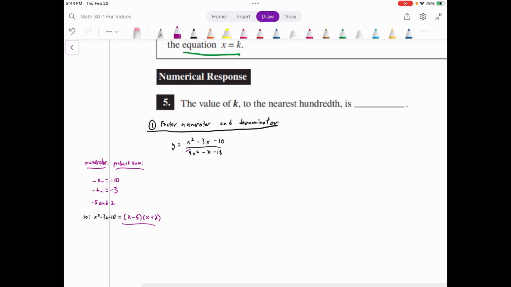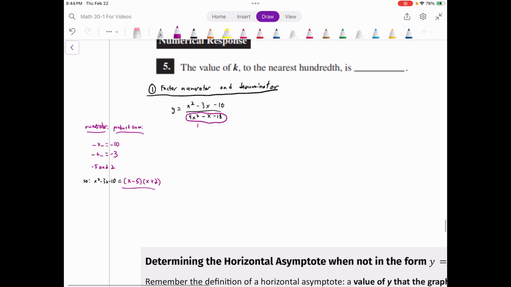Let's now focus in on this denominator. How are we going to factor that? Well, be careful. We can't use product sum here. Do you remember why we can't use product sum for this? Because our a value isn't 1. It's 4, right? It's not as simple as just what number multiplies to this and adds to this.